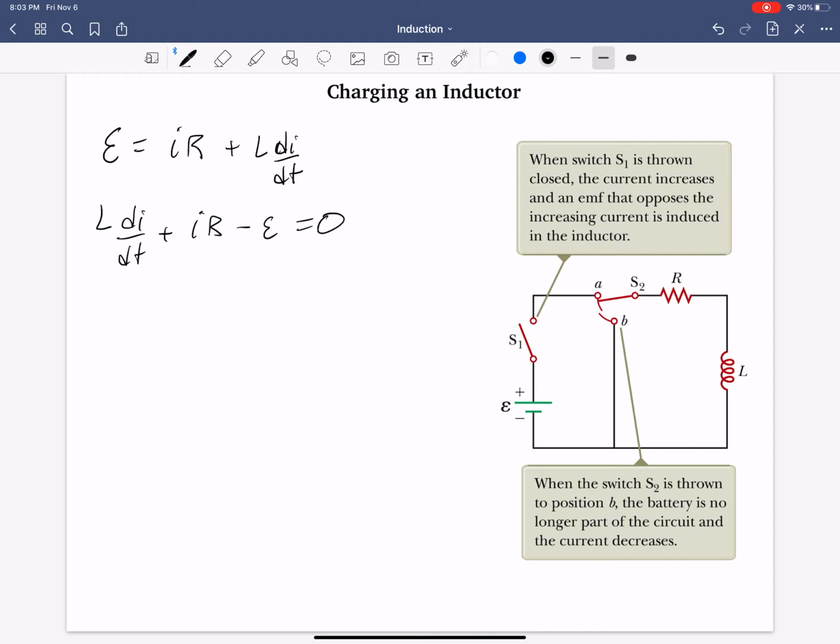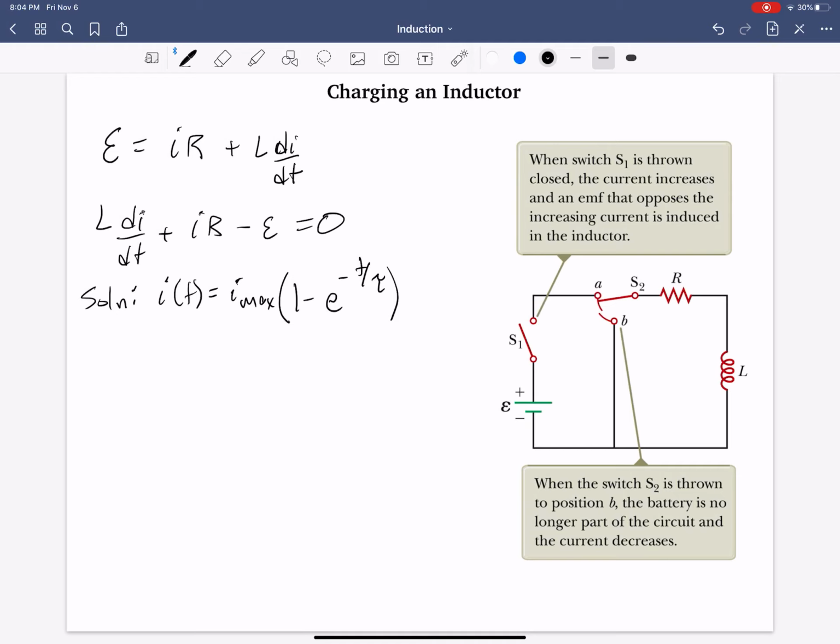So you can brute force this if you want to. Utilize your math classes. You can also look up the answer in the book. I'm going to write it down. The solution to this first order differential equation is, well, I as a function of time is some I maximum value times 1 minus e to the negative t over the time constant tau. That's the solution.